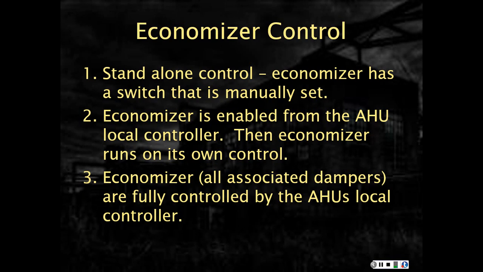The final set of economizer control is when we're in full control of all the associated dampers. So we're in full control of all the air handling unit dampers: the outdoor air dampers, return air dampers, exhaust air dampers, we're in full control. And we're talking about analog control where we can modulate the dampers to specific positions.